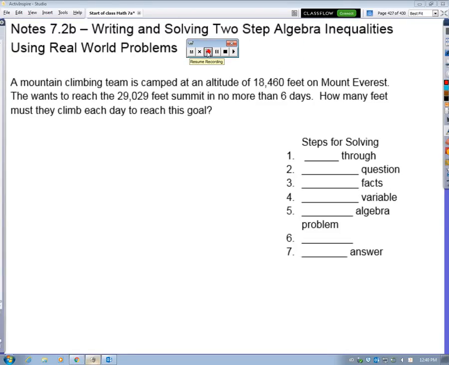Alright, my little math friends, we are back, and now we're on the very last part of Chapter 7, 7.2, and we're going to be writing and solving two-step algebra inequalities using real-world problems, okay? Again, with these word problems, the most difficult part with inequalities is trying to figure out what sign you're going to use, whether it's less than, greater than, or equal to. The wording can be kind of tricky with those, okay?